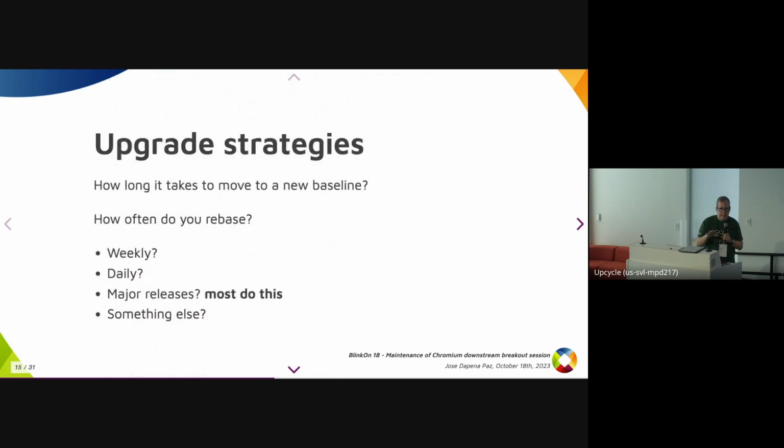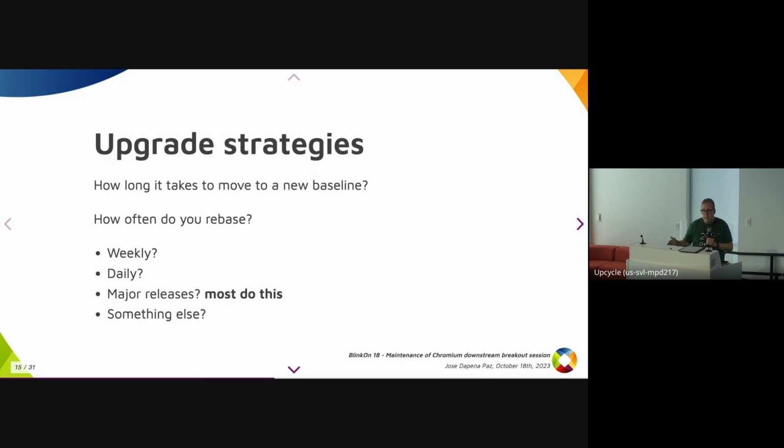Then there's the thing about timing, and it's like, okay, we want to be as close as possible to upstream. So when do we move to a new baseline? And are we doing daily merges, weekly, something automated that is even more frequent, every major release, or something else? Most frequent is doing upgrades on major releases, but it's not the only option, and it could be even every year, every few months. There are many different ways to approach this.